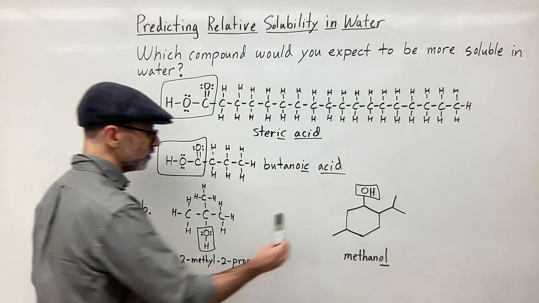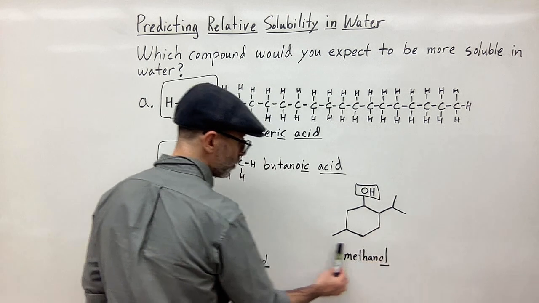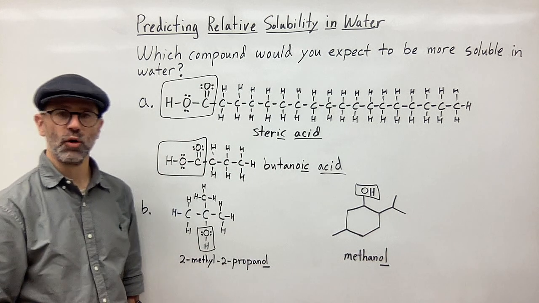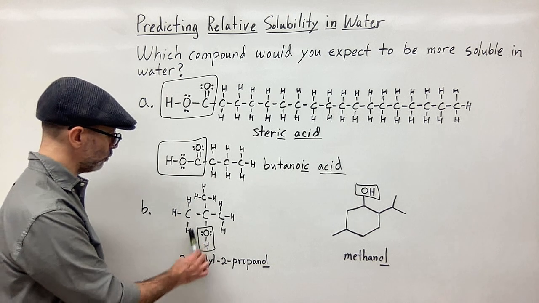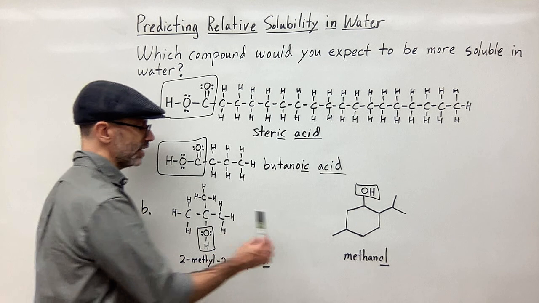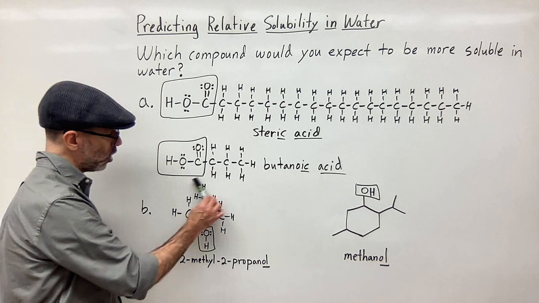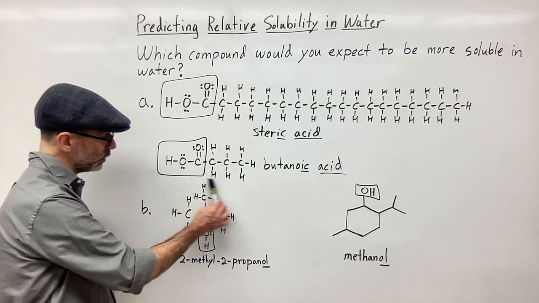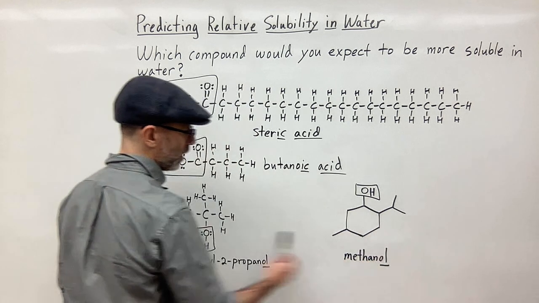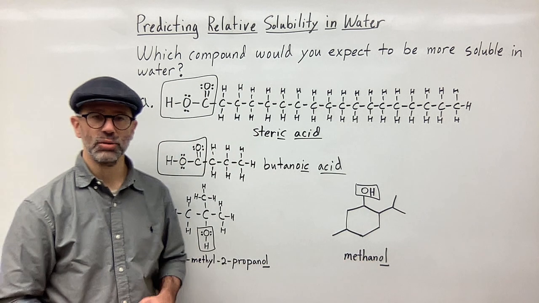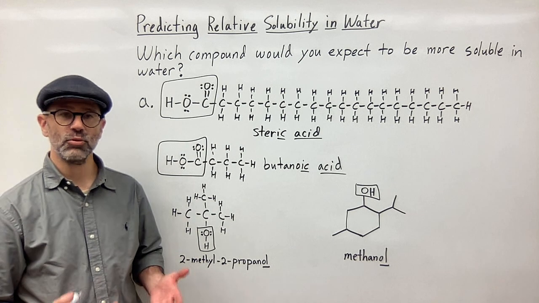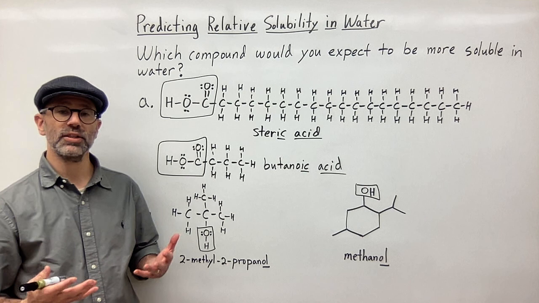So this is going to be the much more hydrophobic or non-polar group. That's going to keep it from being soluble in water, or as soluble in water as this one. So we would predict that this one here would be more soluble in water than this one, based on how relatively small the non-polar group is compared to this one here. So methanol would not be very soluble in water. And so that, ladies and gentlemen, is how you determine the relative solubility in water of different substances.